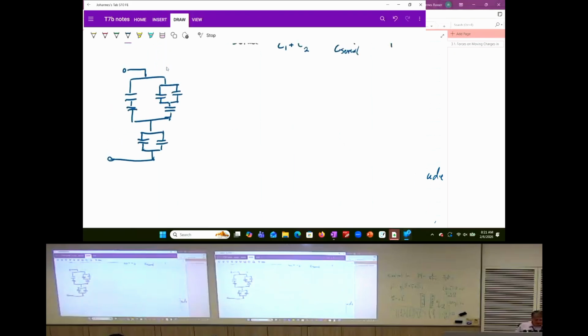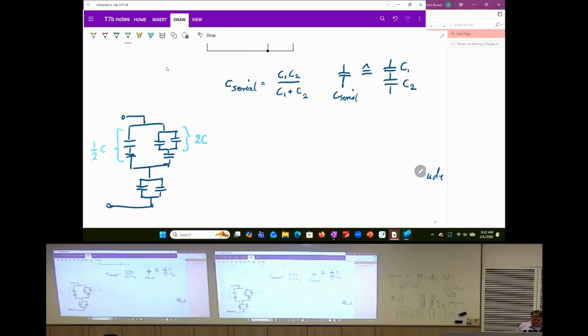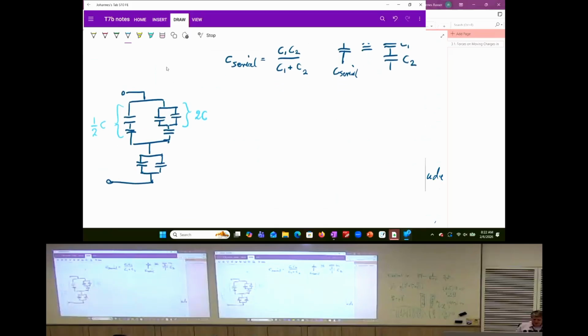Basically, up here you have a parallel connection, so the total capacitance of this parallel connection gives you 2C. You have a series connection on this side of capacitor C with capacitor C. That gives you 1/2 C. If C1 is equal to C and C2 is equal to C, then at the top you have C squared, and at the denominator 2C. So C squared divided by 2C is C/2.